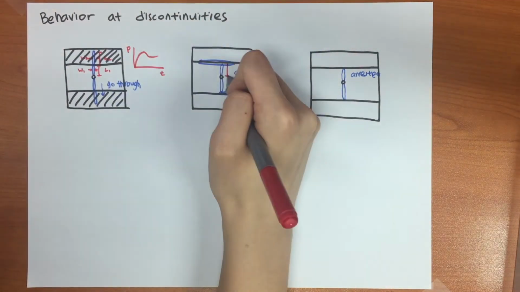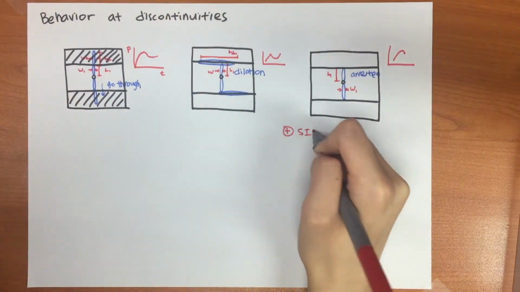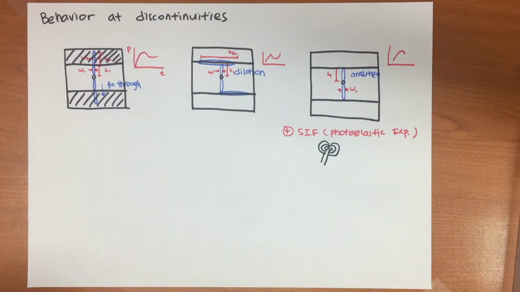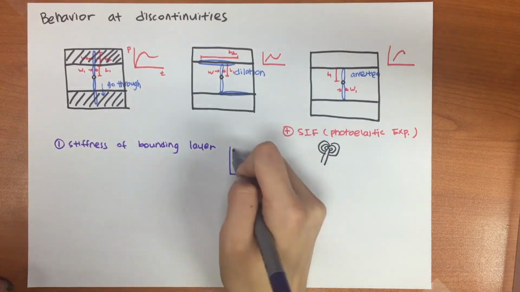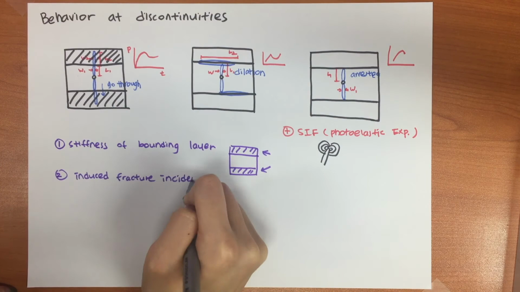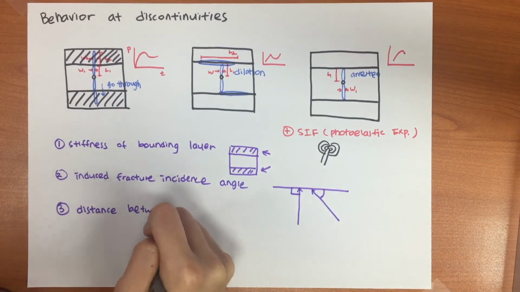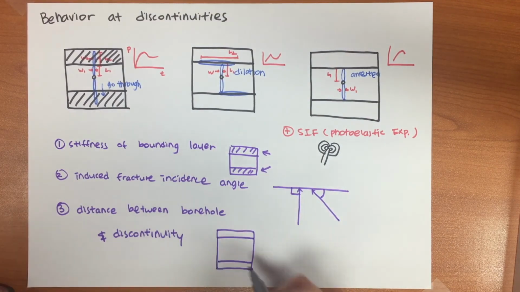The fracture length, width, pressure, and also the stress intensity factor can be measured as well. The stiffness of the bounding layer, induced fracture incident angle, and distance between borehole and discontinuity can be controlled.